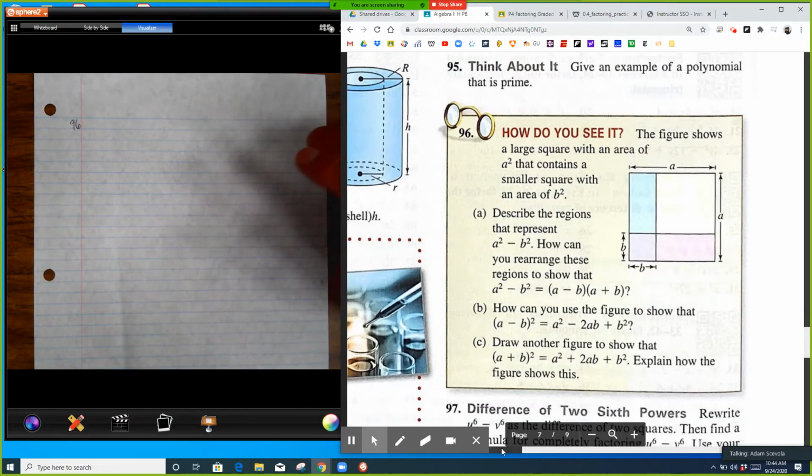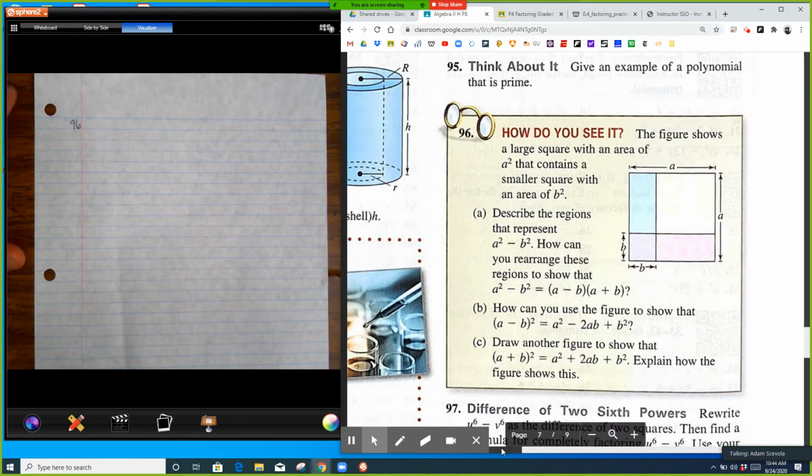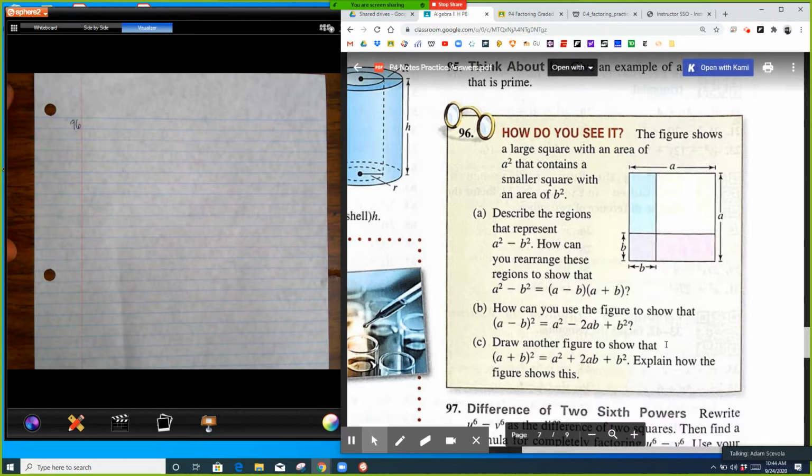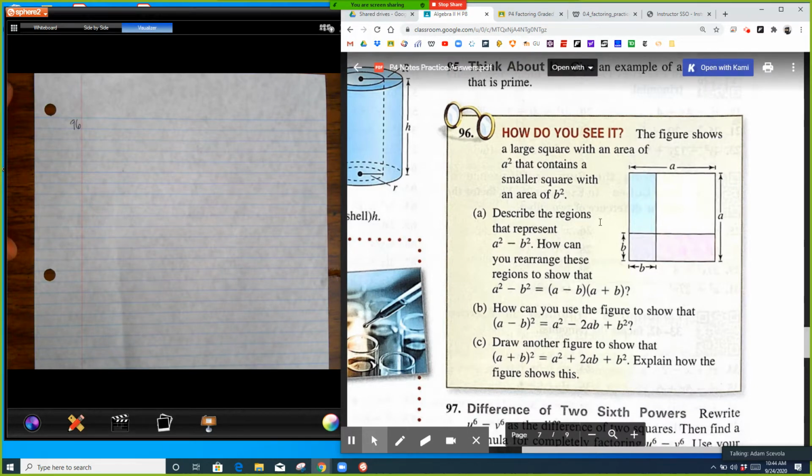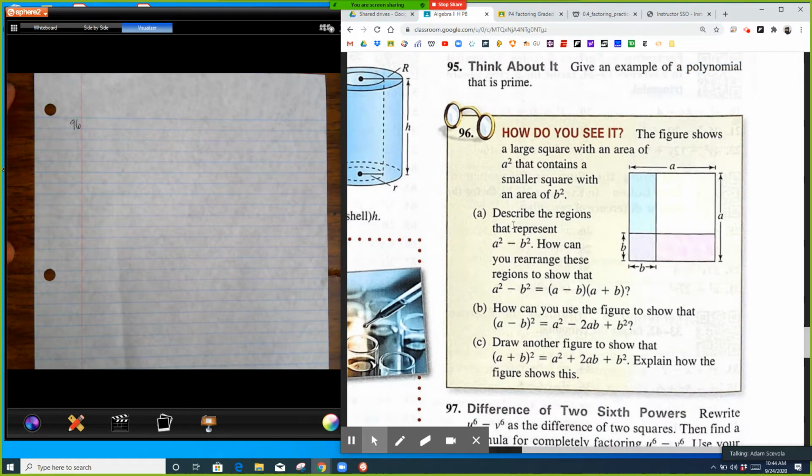So number 96 in the textbook gives us a figure where you have a large square made up of all four of those smaller pieces, and it's A by A. And then the smaller square is B by B. So we're going to use this geometric diagram to help us explain how A squared minus B squared is equal to A minus B times A plus B.